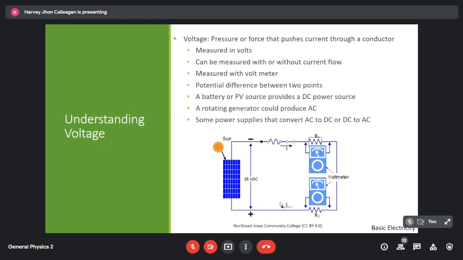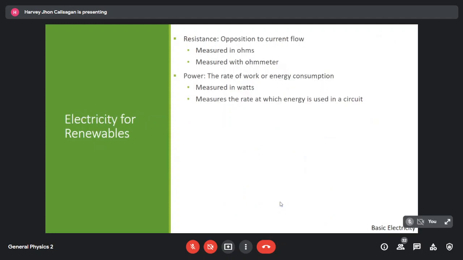Okay, but the understanding about the voltage is that it is the source, or it controls the source of what we call electricity. The resistance is the opposition to current flow. Okay, so it opposes, again, it allows or not the current to flow.